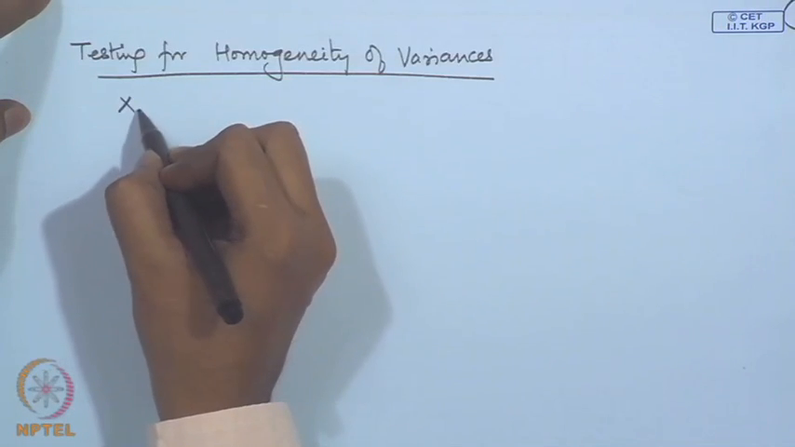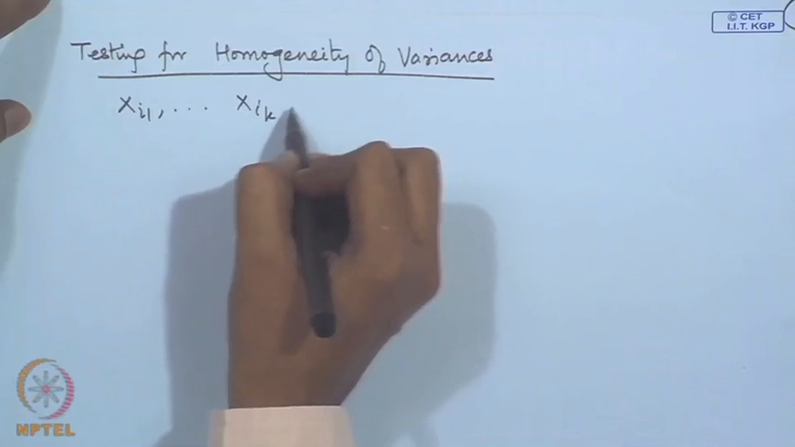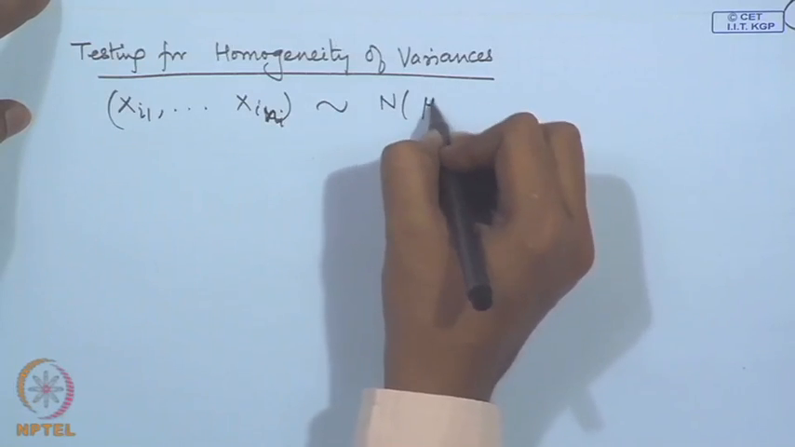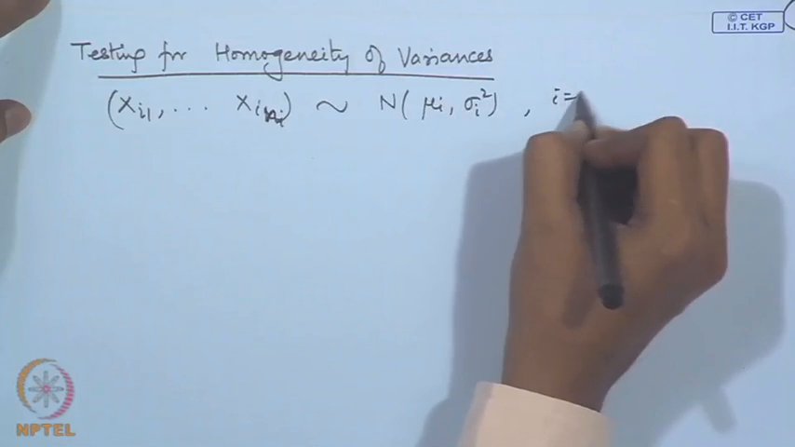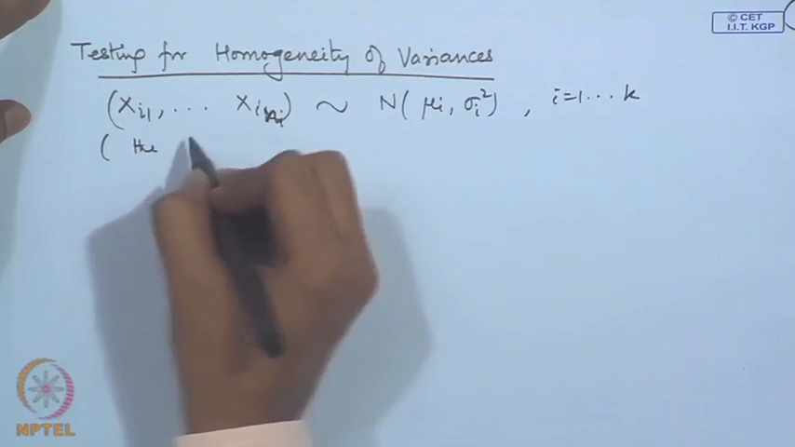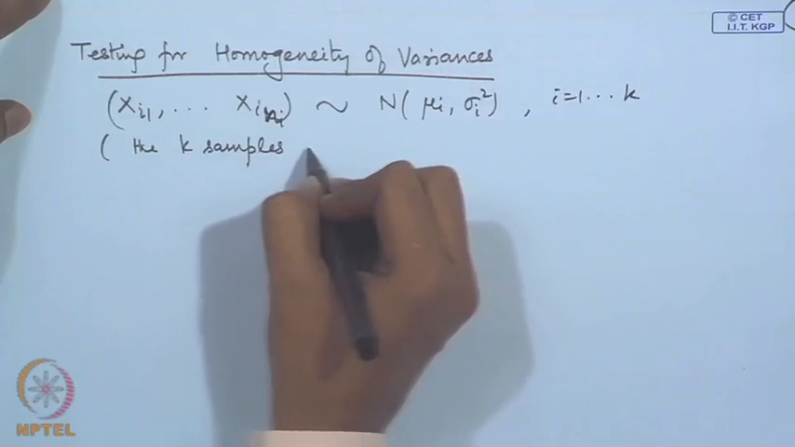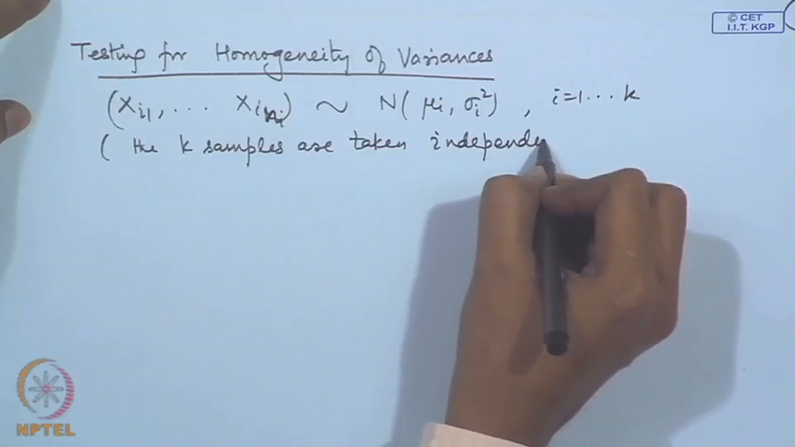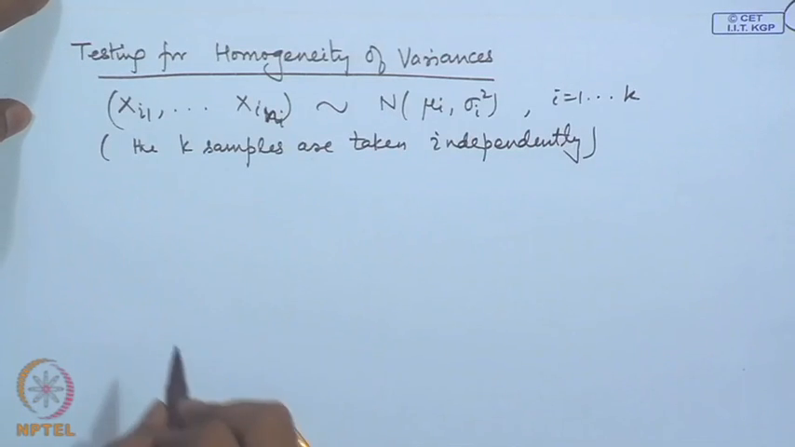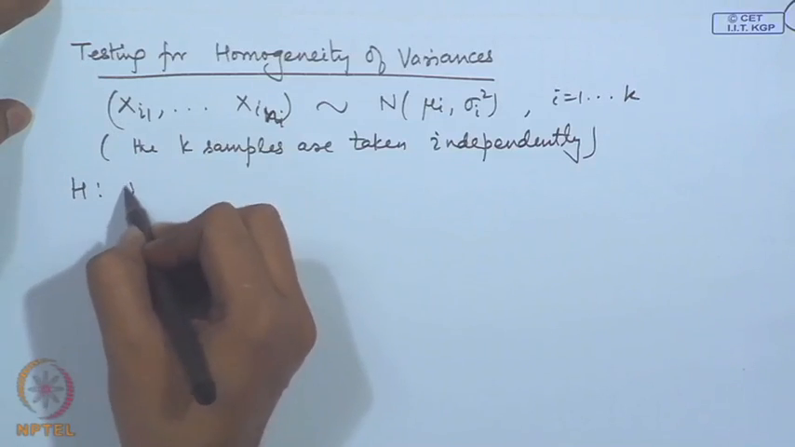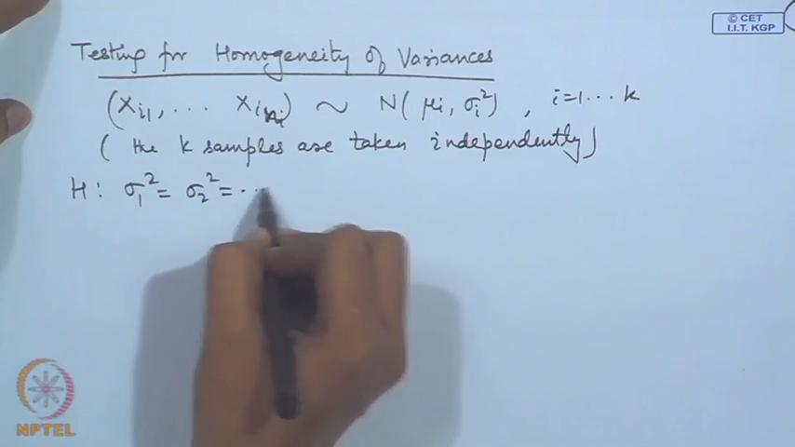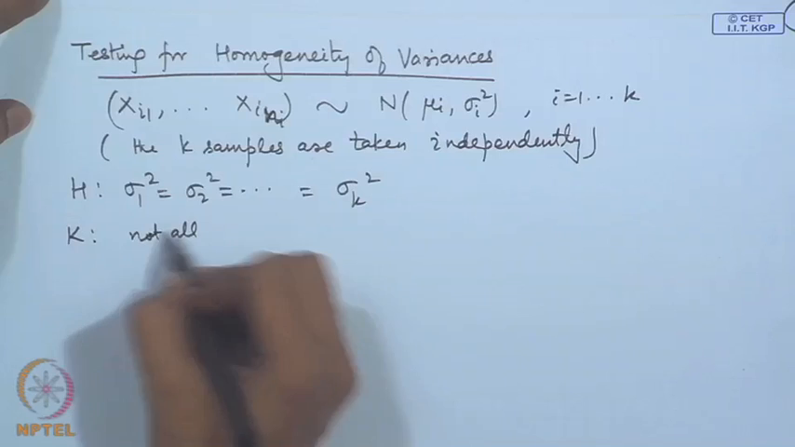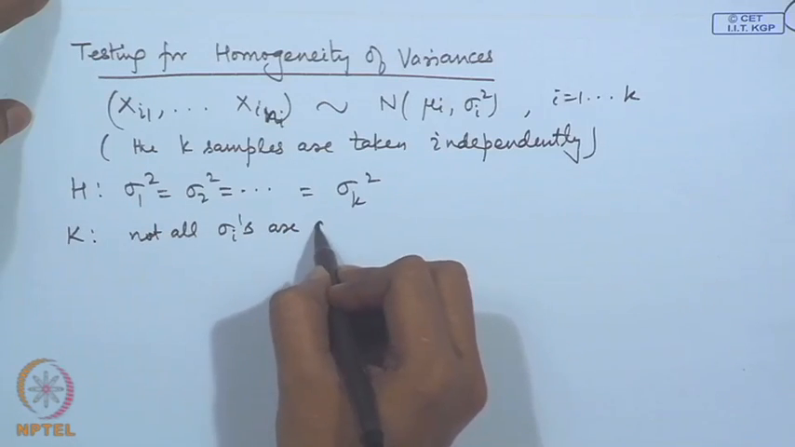Now, here let us consider the sampling x i1, x i2, ..., x i n_i. This is from normal mu i, sigma i square for i is equal to 1 to k, and the k samples are taken independently. So, our hypothesis is sigma 1 square is equal to sigma 2 square is equal to sigma k square against not all sigma i squares are equal.